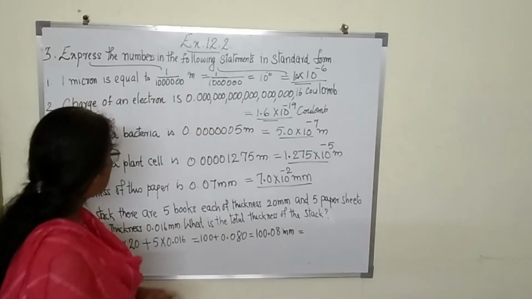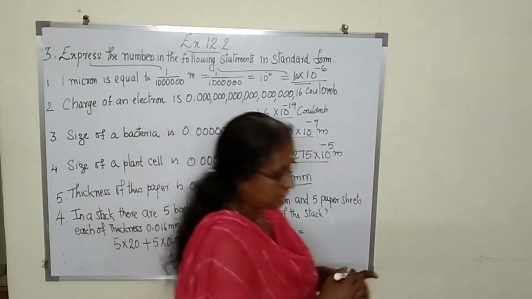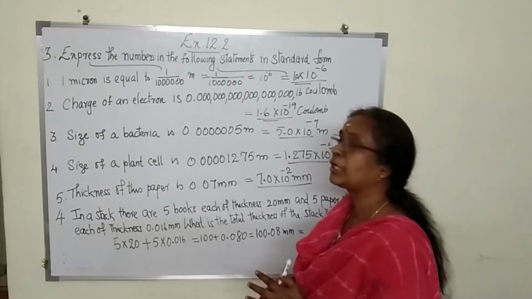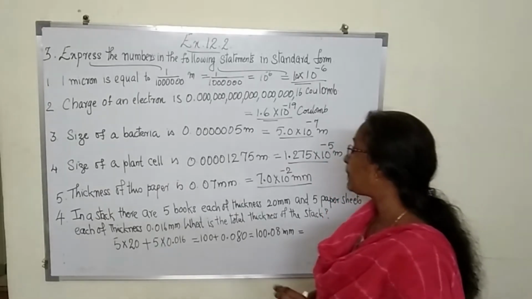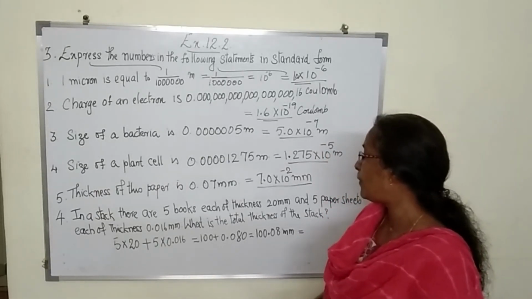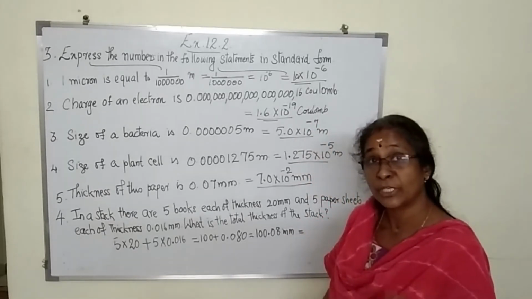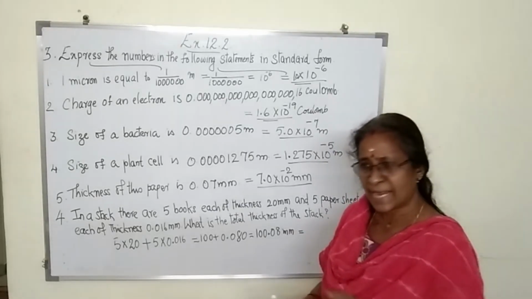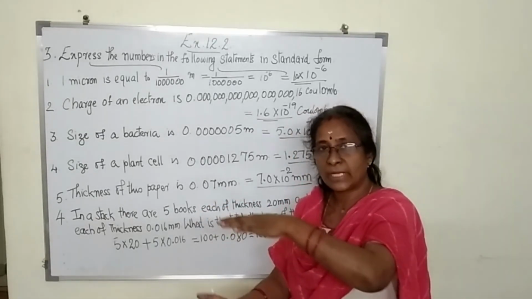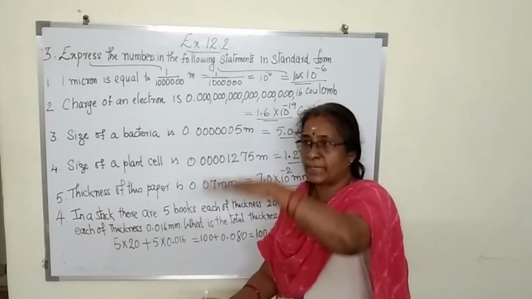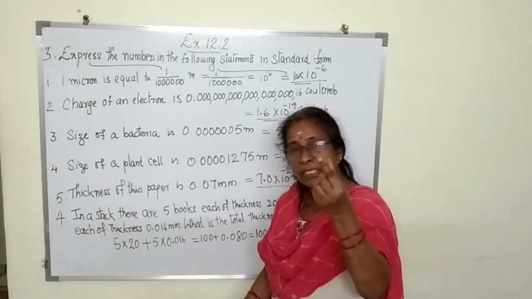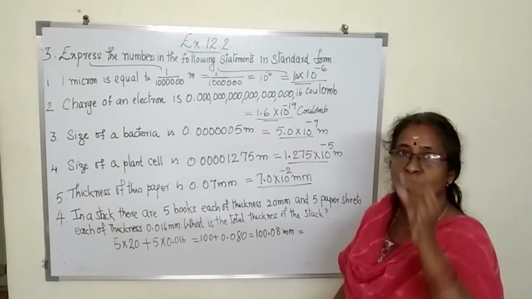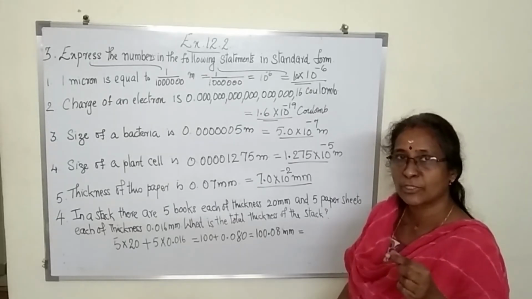Okay. Now the last question in this is, in a stack there are 5 books, each of thickness 20 millimeter and 5 paper sheets, each of thickness 0.016 millimeter. What is the total thickness of the stack? Stack means a heap. There are 5 books and 5 papers kept together. Now what is the thickness of the book? 20 millimeter. So when you keep 5 books, what will be the thickness?